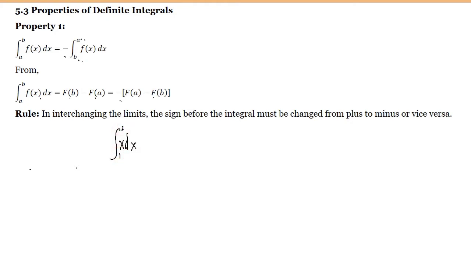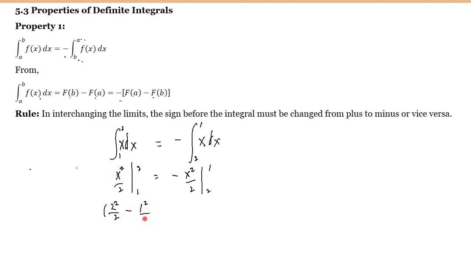let's try to solve this. According to the property, it is just equal to negative the integral of x dx with the limit interchanged. So let's solve so that the left side of the equation is the same as the right side. Taking the integral, we have x squared over 2, limit from 1 to 2, and this is equal to negative of the integral of x dx, here x squared over 2, limit of 2 to 1. So we have here the upper limit, that is 2 squared over 2, minus the lower limit, so we substitute 1 there, and we have 1 squared over 2.